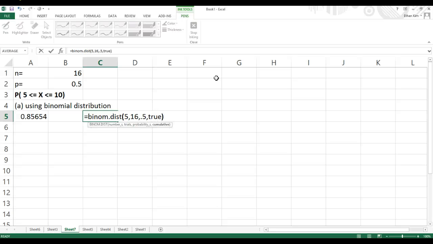Okay, if you do that, it's going to give you a value that corresponds to the probability of x less than or equal to 5. So if you put in 5, it's going to give you every probability up till 5, including 5. So it gives you the probability of that.